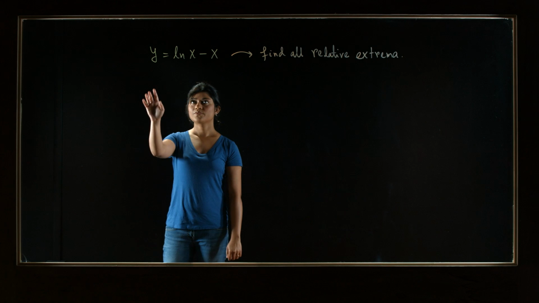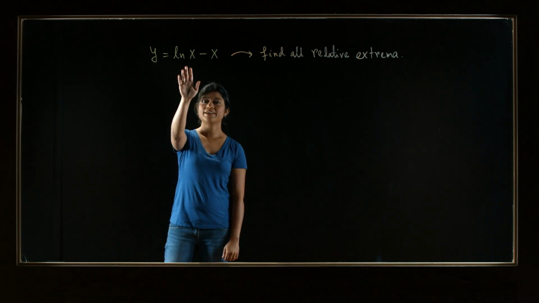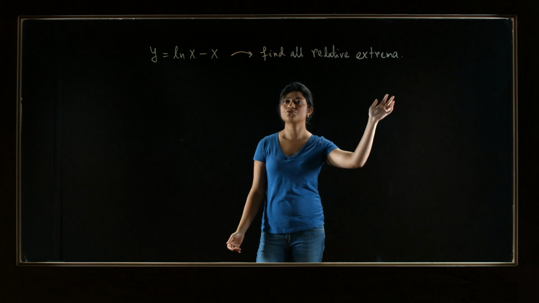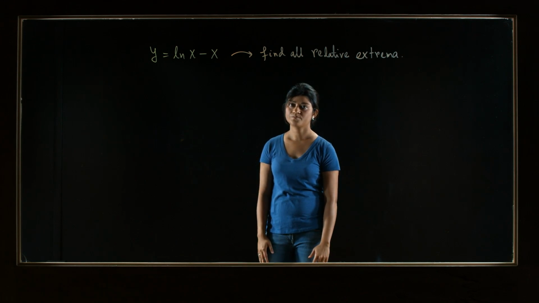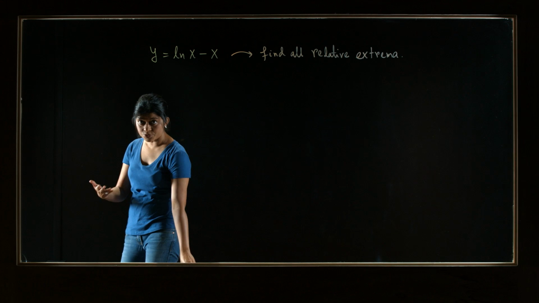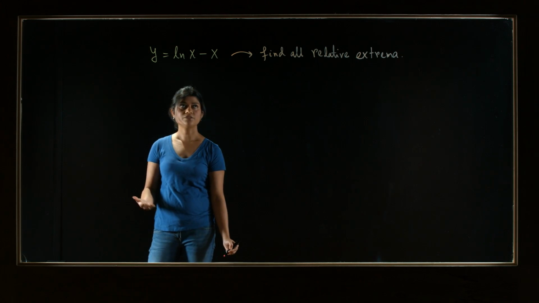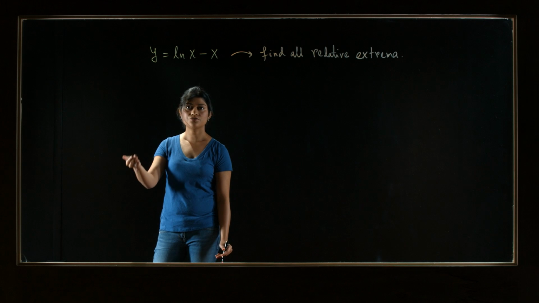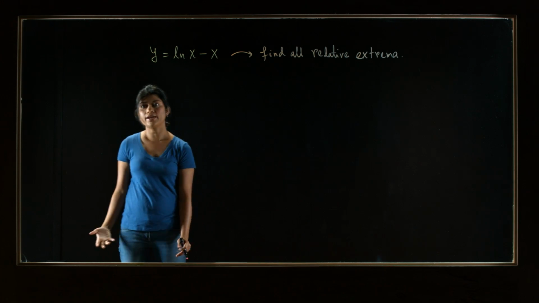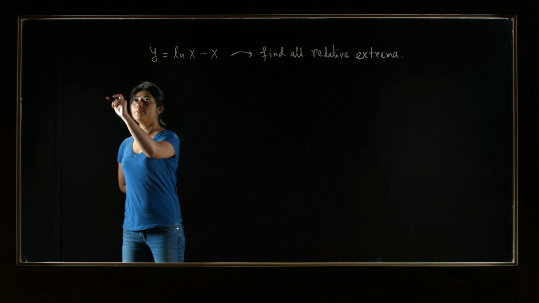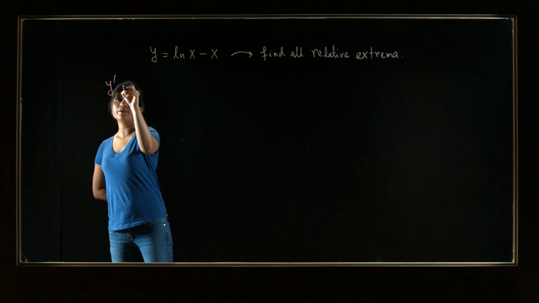In this problem, we have a function natural log of x minus x, and we have to find all relative extrema to the graph of this function, if there are any. So, how do we compute relative extrema of a function? We have to compute its first derivative and then see where the derivative is 0 or undefined. So, let's start by computing y prime.